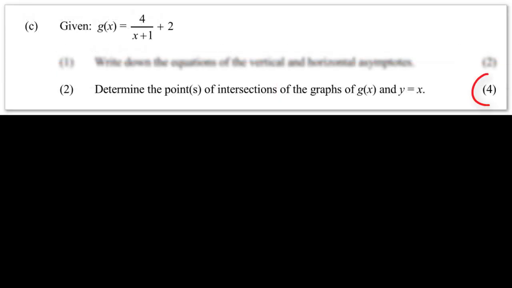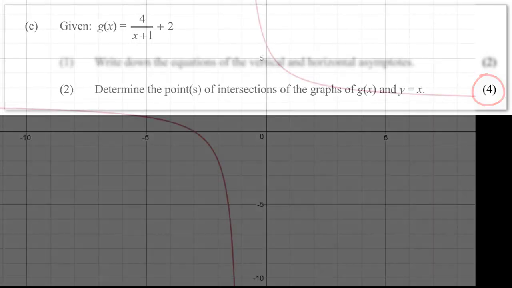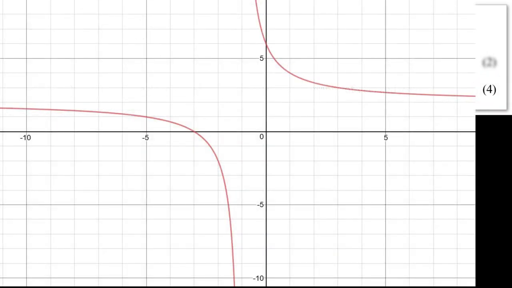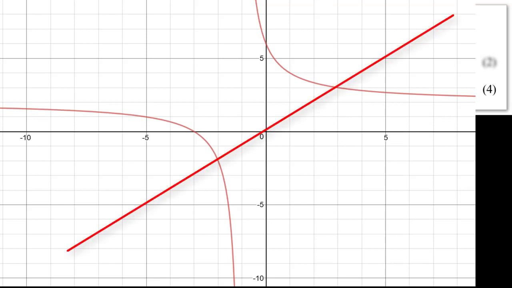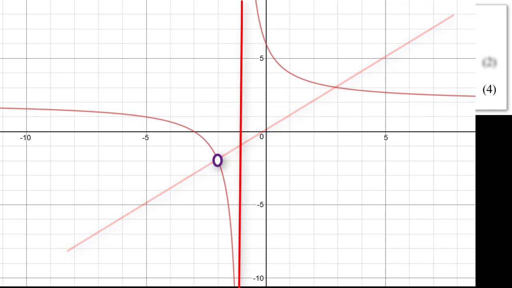The next part of the question is for 4 marks, so be sure to show your workings. The function f of x equal to x is a straight line running at 45 degrees and going through the origin. That means it's going to go through the points 0, 0 and 1, 1. And it'll intersect the hyperbola at 2 points. One above the asymptote and one to the left of the asymptote.